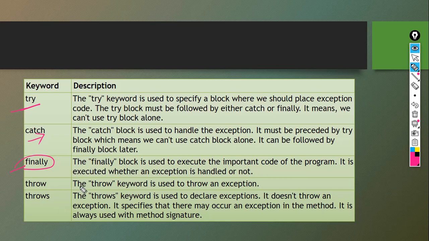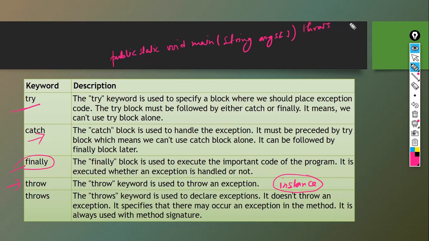Then we have throw. The throw keyword is used to throw an exception. So it is throwing an instance. We are going to look at some examples as well. And the throws keyword is used to declare exceptions, like we have declared in public static void main(String[] args) throws IOException.